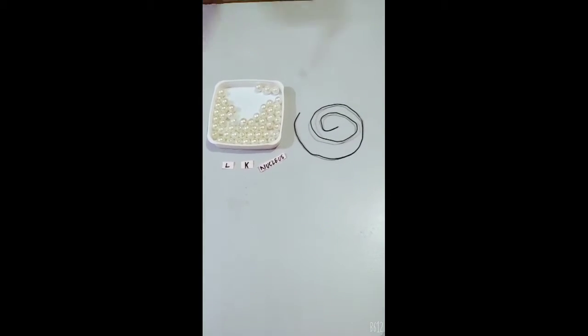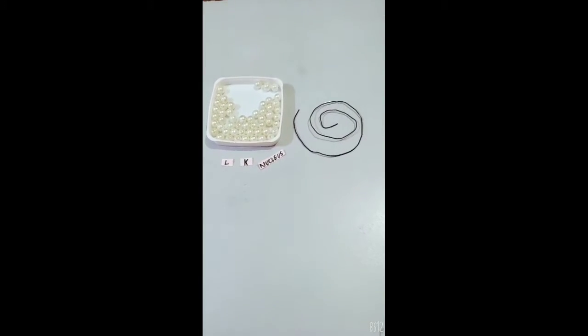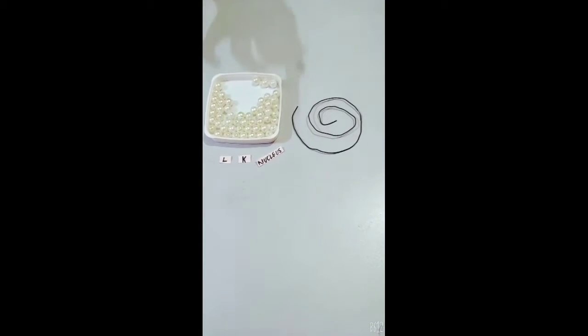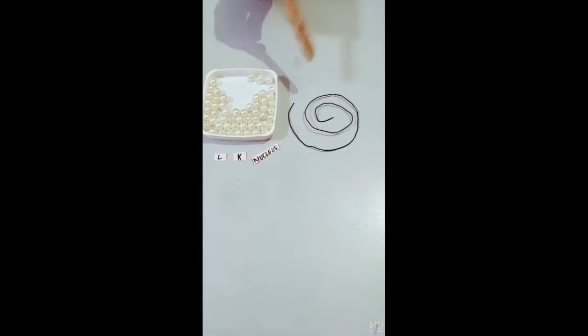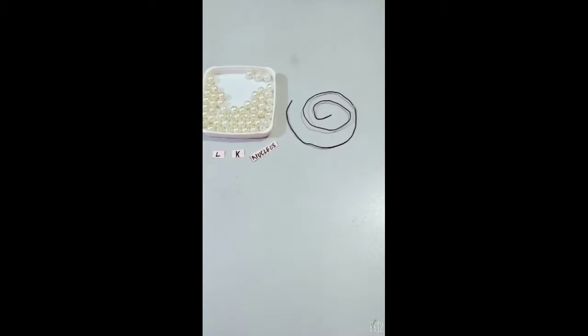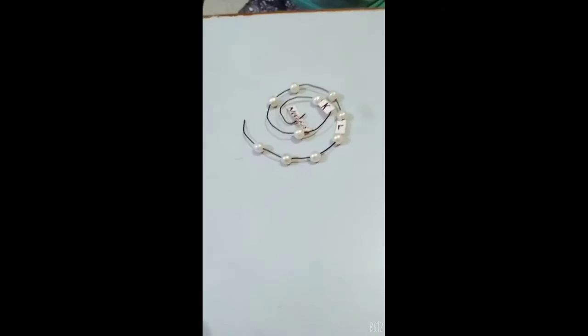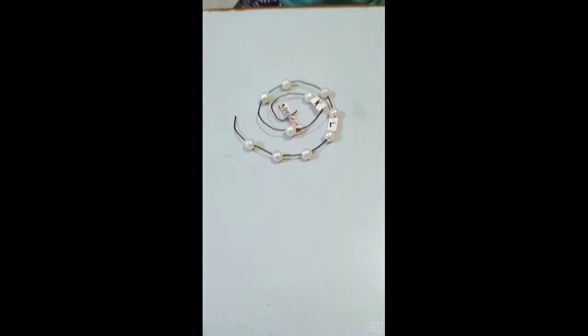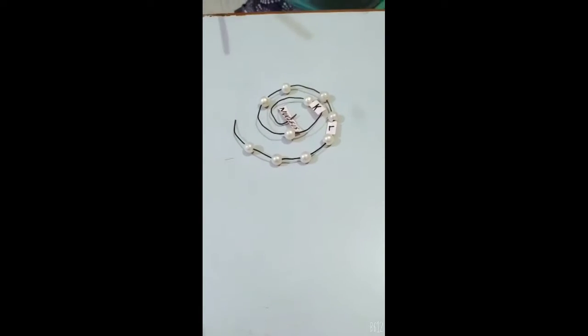Now you have to accordingly insert the number of pearls with the labeling in the spiral shaped wire, with the nucleus in the middle, 8 pearls in the L shell and 2 pearls in the K shell. So here I have inserted the labelings and the pearls in the spiral shaped wire. So that's how I made the electron dot structure of element neon.